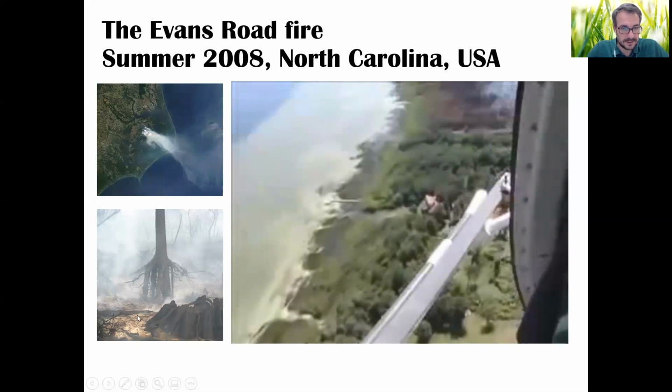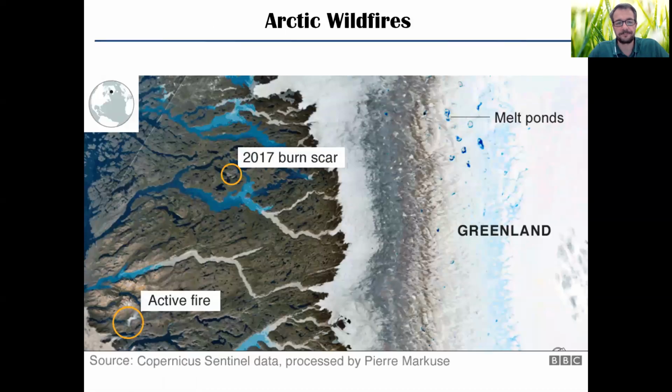And this yellowish, orangey color that you see here is just the ash that has accumulated, a very thick layer of ash that accumulates from the mineral matter that doesn't burn.